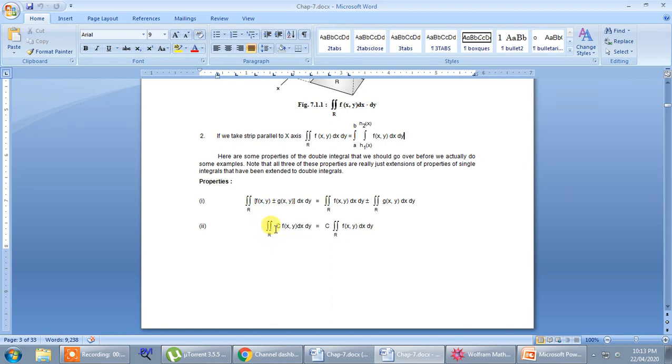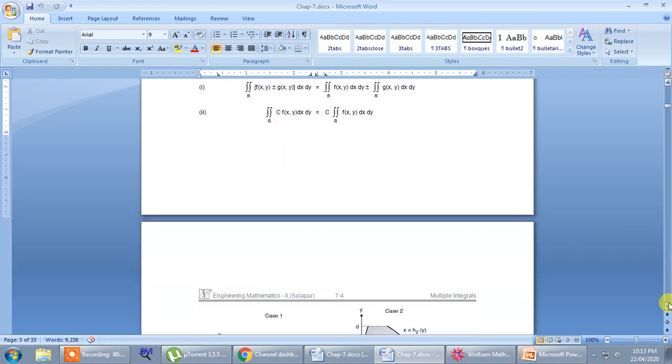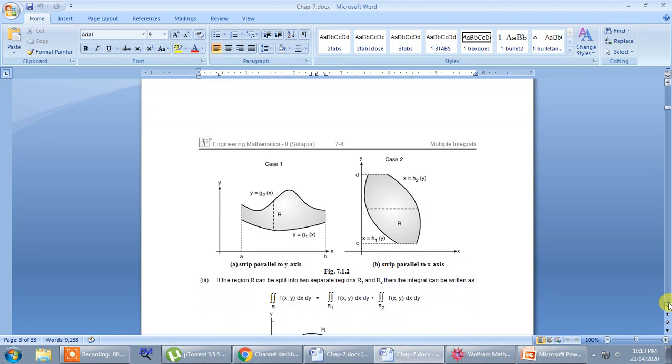And then the second property is regarding taking the constant outside the double integration. If there is a constant involved in the integrand, we can very easily pick it out of the integration. That is the second property of double integration, like single integration.